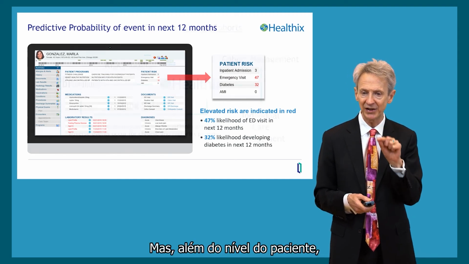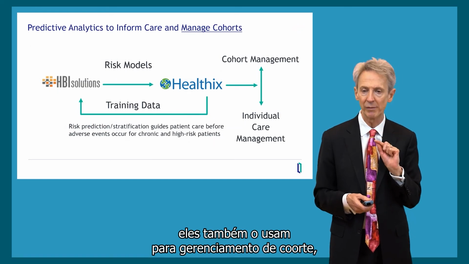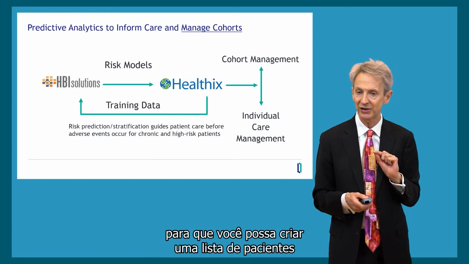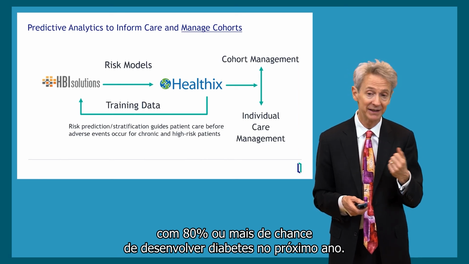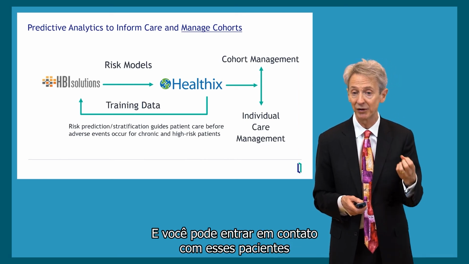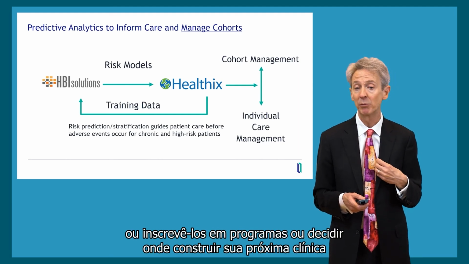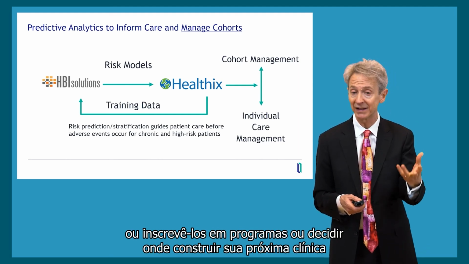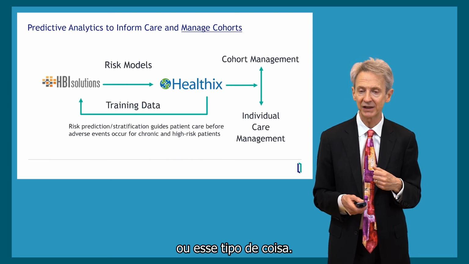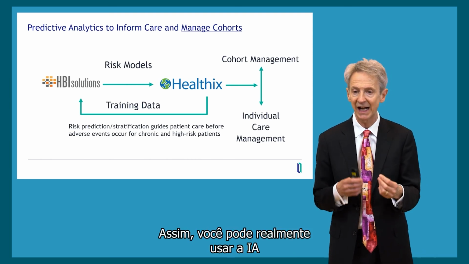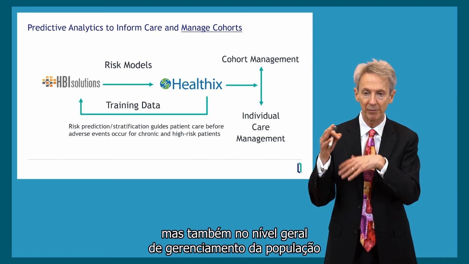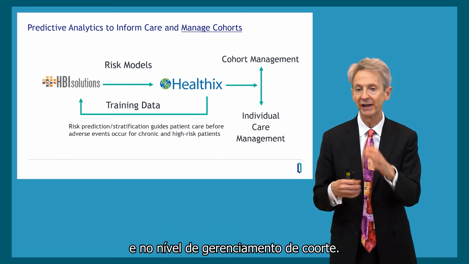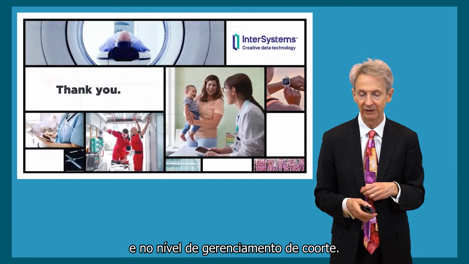But in addition to the patient level, they also use it for cohort management. So you can build a list of patients that have a 80% chance or more of developing diabetes in the next year. And you could reach out to those patients or enroll them in programs or decide where to build your next clinic or those kinds of things. So you can really use AI both on an individual patient care level, but also on an overall population management level and cohort management level.